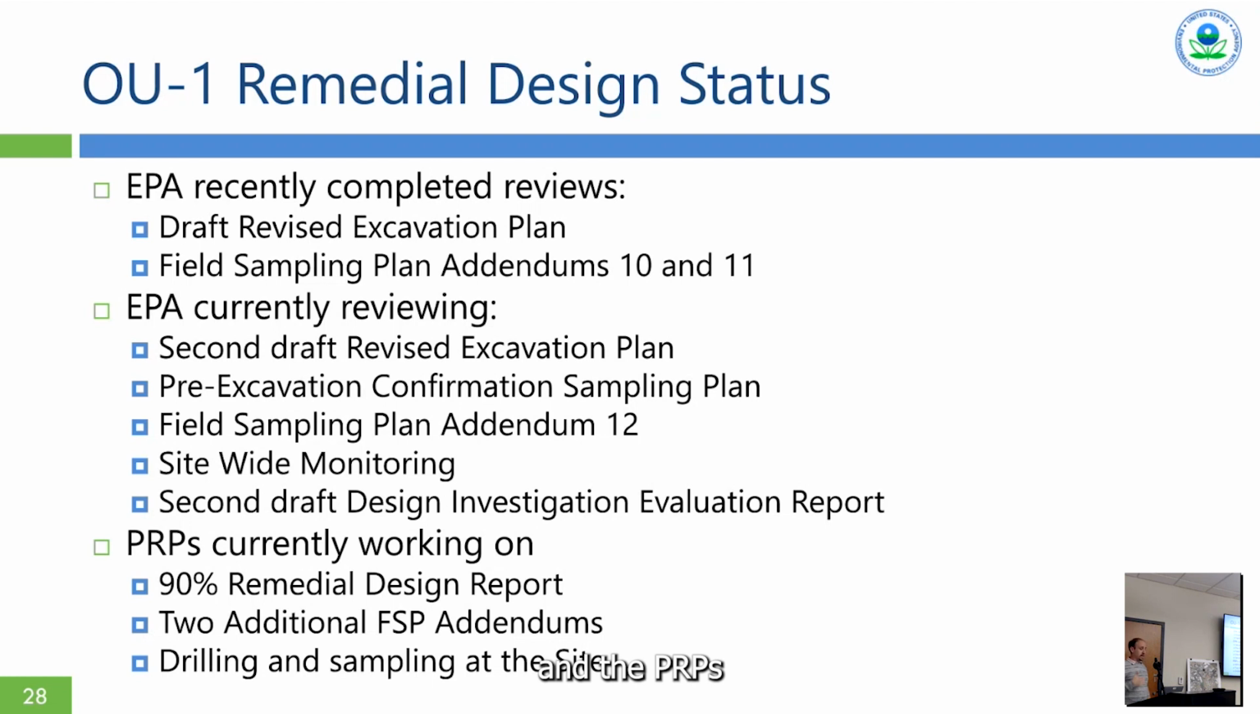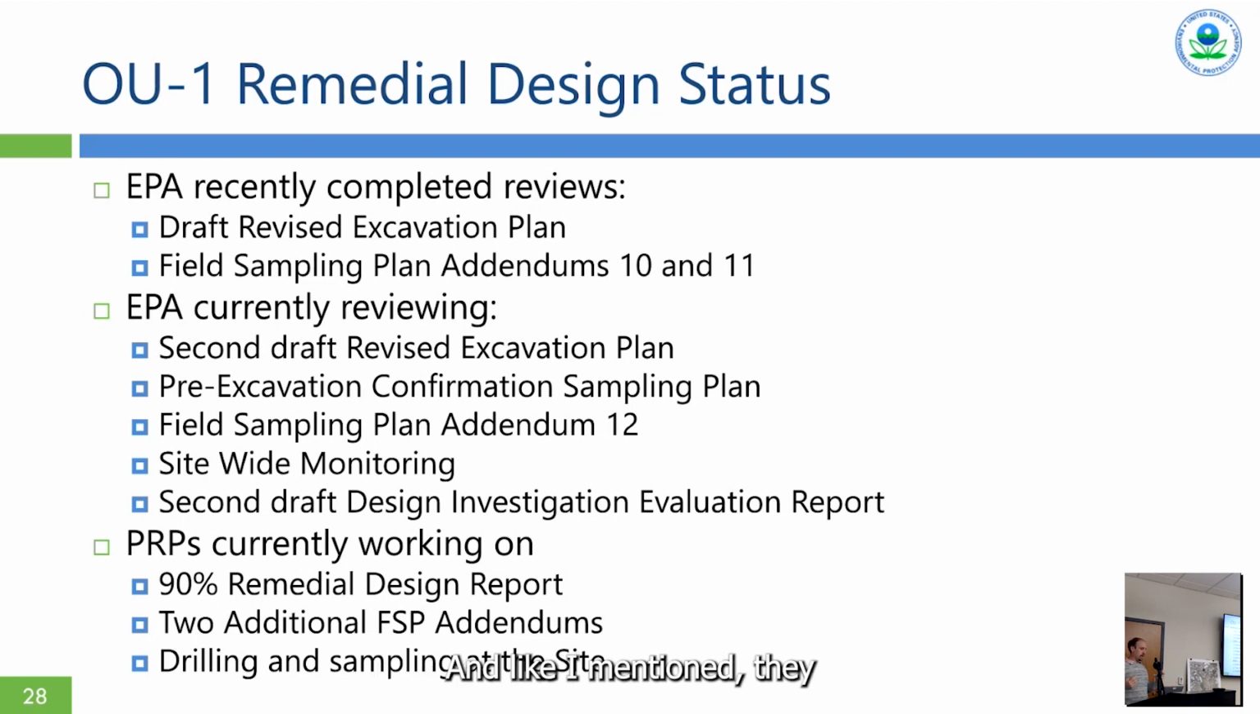And the PRPs, like I've been talking about, they're working on that 90% RD now. That's everything from what the engineered cover is going to be made out of, how thick the layers are, how will it be constructed, how will they regrade the site, what are the stormwater infrastructure that they need. Many significant details to the design come with that document.